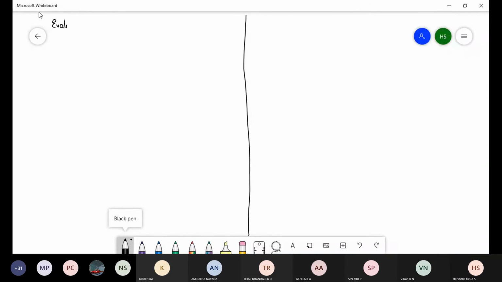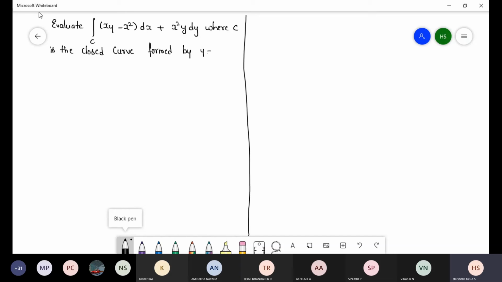Evaluate the integral over the curve C, xy minus x square into dx plus x square y into dy, where C is the closed curve formed by y is equal to 0, x is equal to 1 and y is equal to x.